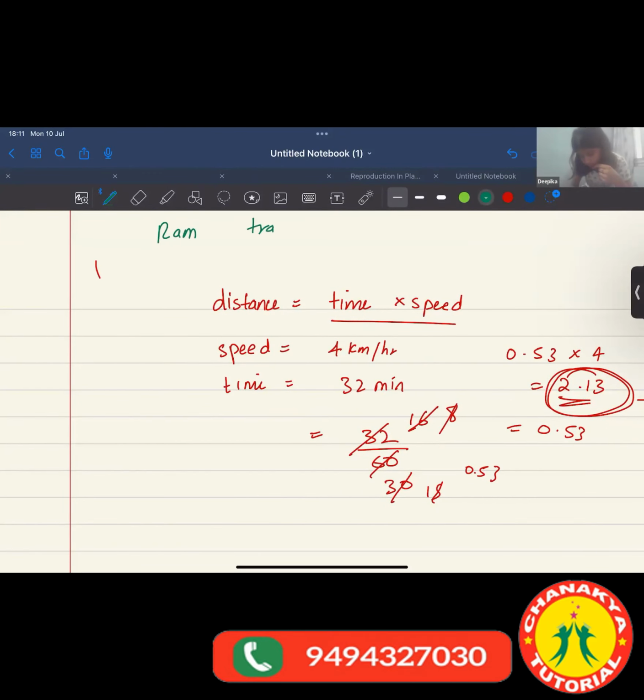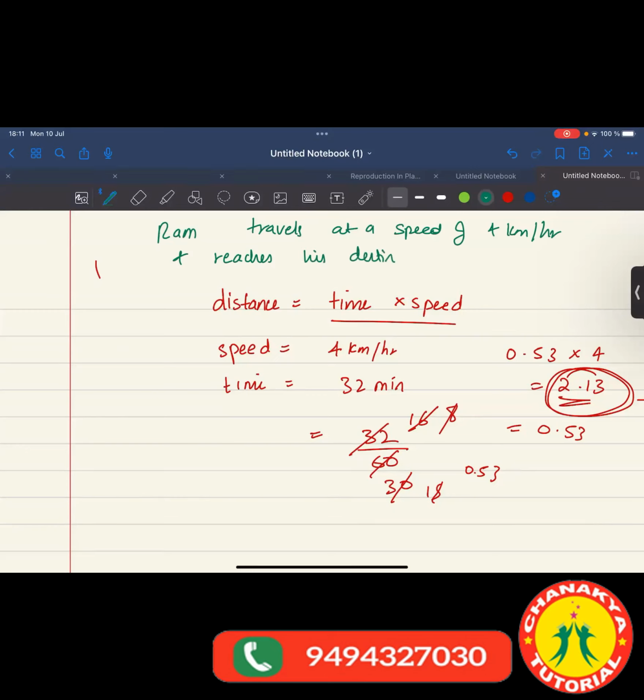Ma'am, I wrote as 1.28 kilometers. How did you get 1.28? You must have definitely worked out and then got it. One second, ma'am. I did it in a notebook, I remember. Ma'am, how did you get 2.13? 0.53 into 4 is 2.13. You will get 2.12, something like that. I've rounded off and I've got 2.13.